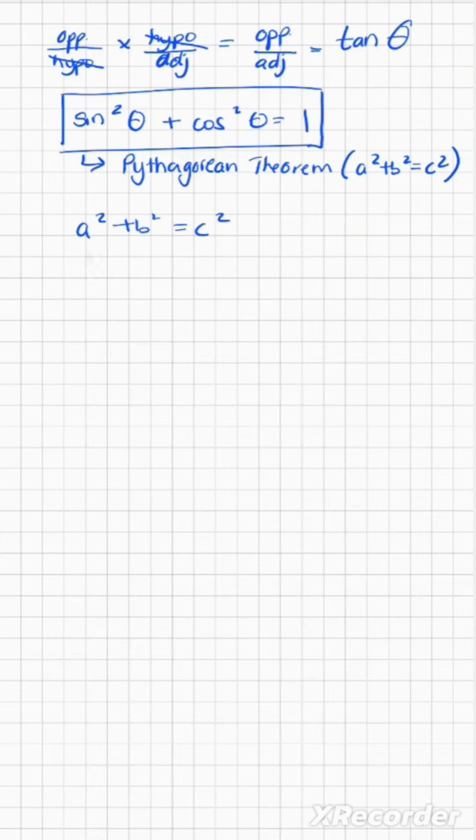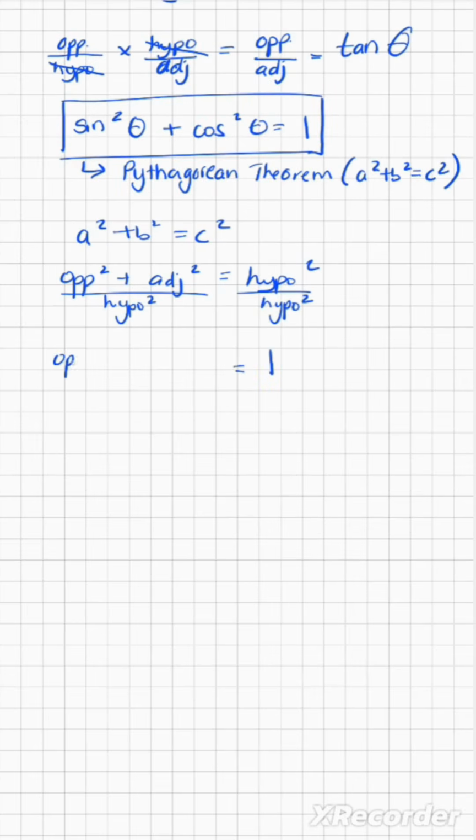Now what is a? A would be the opposite side square plus the adjacent side square, which is equal to your hypotenuse square. Now if you divide both sides by the hypotenuse square, hypotenuse square over hypotenuse square is just 1. Here you have opposite side square divided by hypotenuse square plus adjacent square divided by hypotenuse square, right?